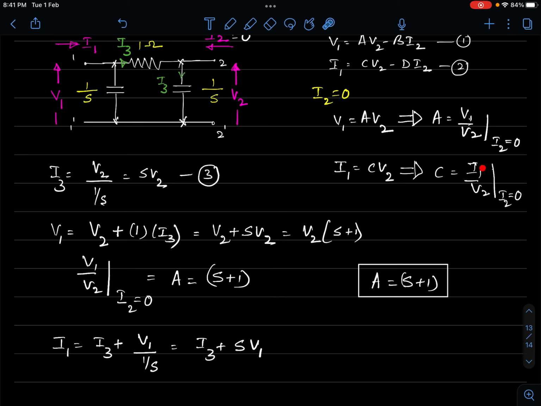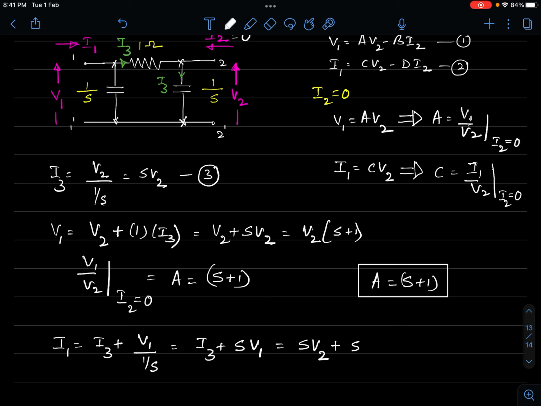In order to determine C, I need I1, I need V2. Okay, do I have them? I have I1, fine. But do I have V2? No, I don't have V2. Instead, I have I3 and V1. So I have to eliminate I3 and I have to eliminate V1, replacing it by V2. So what do we do? We make use of equation 3, which will give me I3 equal to SV2. So now for I3, I will put SV2, plus S into.